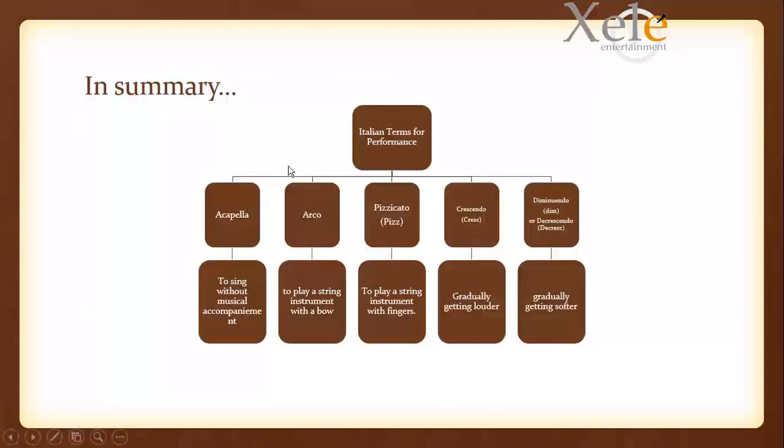And so in summary, today we have been able to take a look at some Italian terms that are related to performance. The first one we saw was A cappella, which means to sing without instrumental accompaniment. The second one we saw was Arco, and Arco means to play a string instrument with a bow. Pizzicato, meaning to pluck with your fingers. Crescendo, meaning gradually getting louder. And finally we saw diminuendo, which means to gradually get softer.